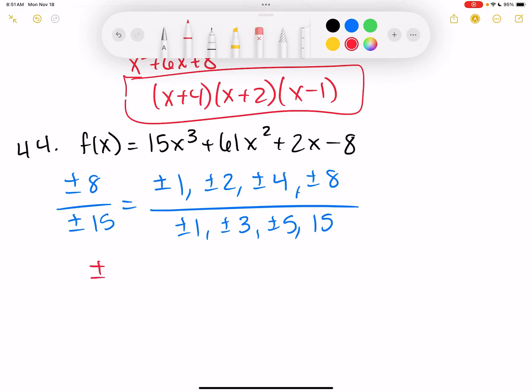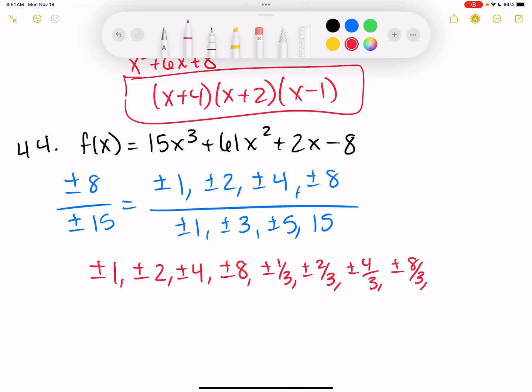Okay, so we're going to have, and all these are going to be plus or minus. I'm just not going to say it every time. So we've got 1, 2, 4, and 8. So that's all the numbers written over 1. Okay. Next, I have all the numbers written over 3. So this would be 1/3, 2/3, 4/3, and 8/3.